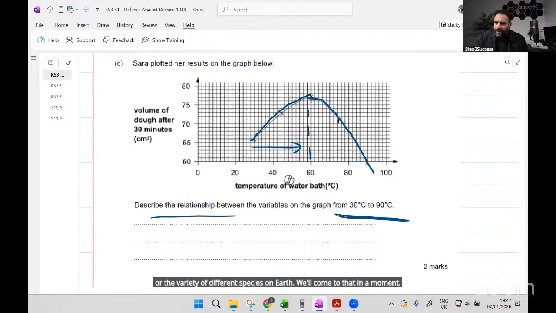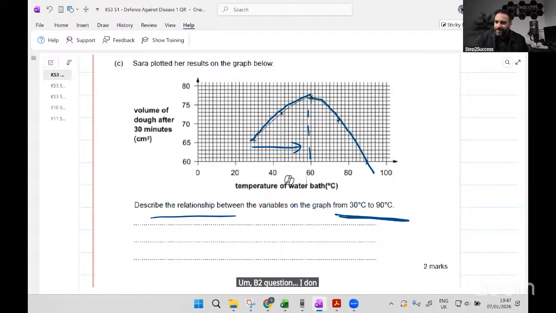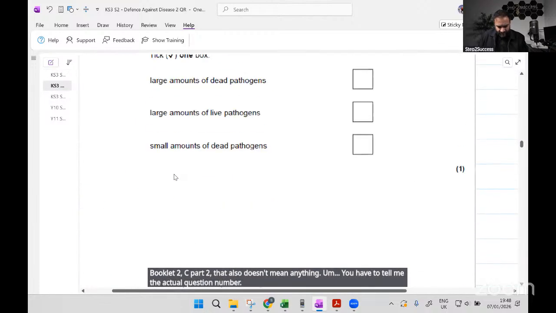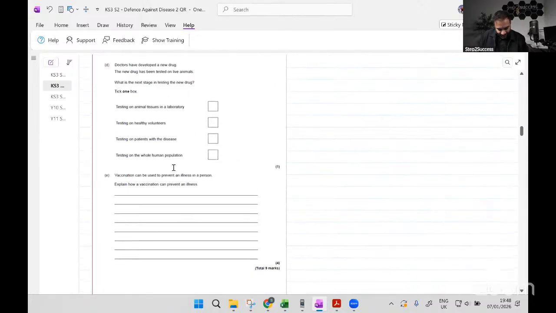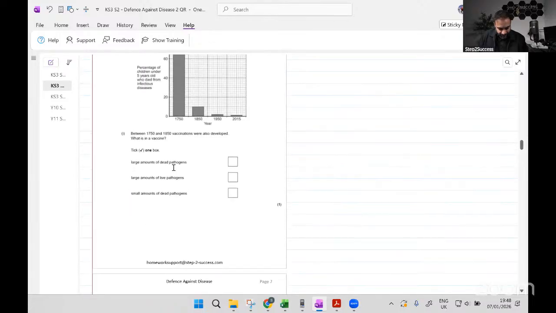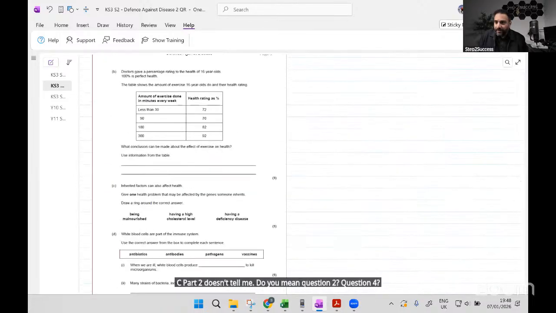Just want to make sure I've done everything. B2 question. Have I done everything? Anybody got any more questions? Booklet 2, C part 2. B2 question, I don't know what that means. That also doesn't mean anything. You have to tell me the actual question number. C part 2 doesn't tell me. Do you mean question 2? Question 4?